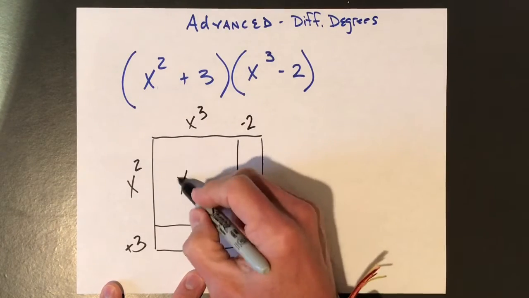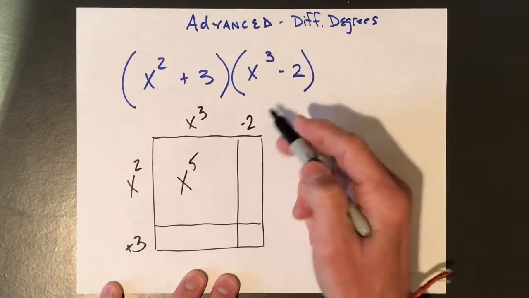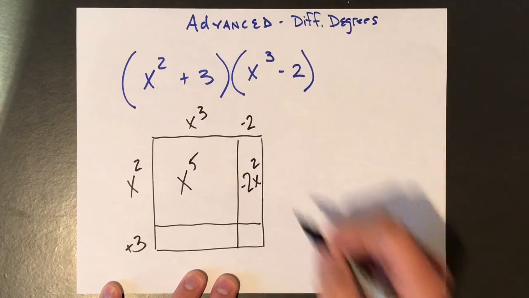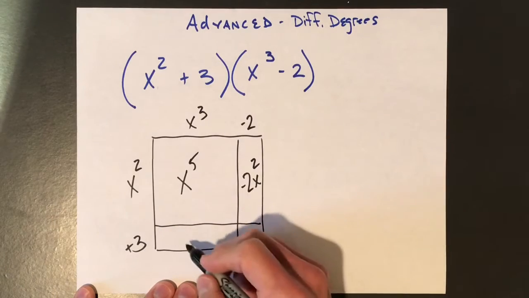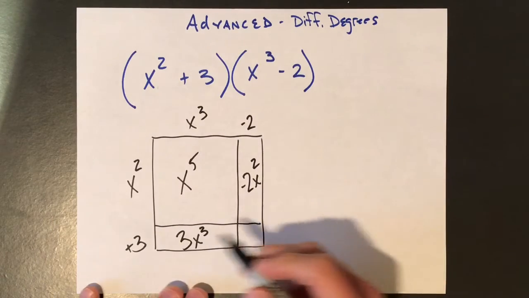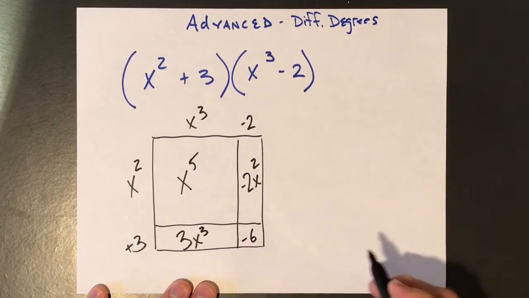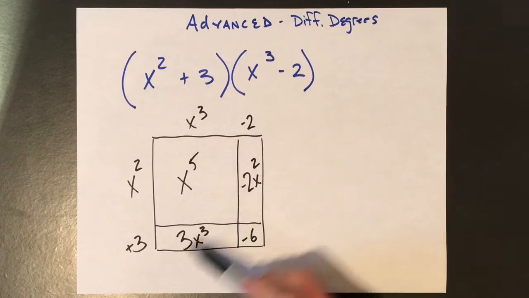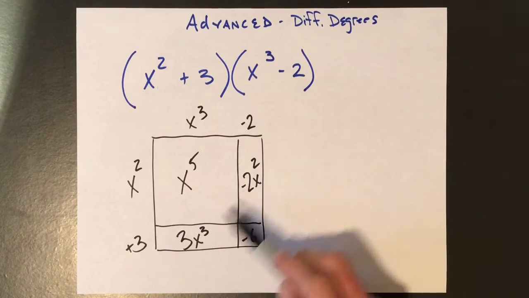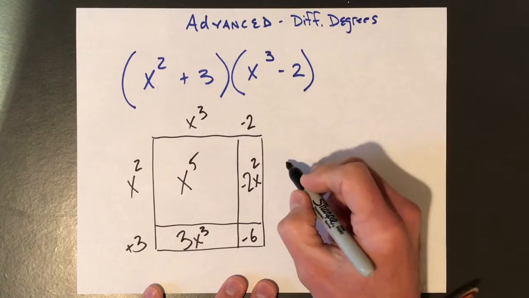X squared times x to the third is x to the fifth. X squared times -2 is -2x squared. 3 times x to the third is 3x to the third. And 3 times -2 is -6. Now, while I normally look on the diagonal here to combine like terms, notice how the x's have different exponents, so they're not like terms.